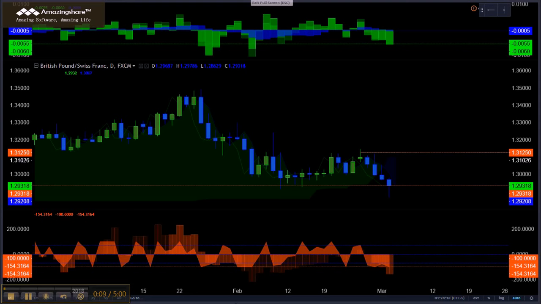Introducing an indicator toolkit for TradingView.com charts. In focus is the British pound and the Swiss franc.